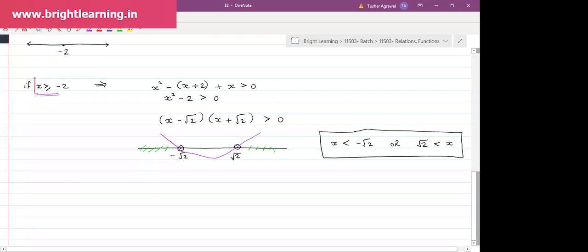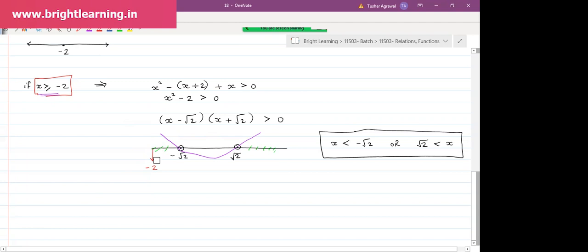What is our original condition? Sir, x should be greater than or equal to negative 2. So where is the position of negative 2? Magnitude wise, we will have to see. Negative of root 2 is negative 1 point something, so negative 2 will be here. Now this whole thing will be true only if x is greater than or equal to negative 2. So this part I will have to delete.